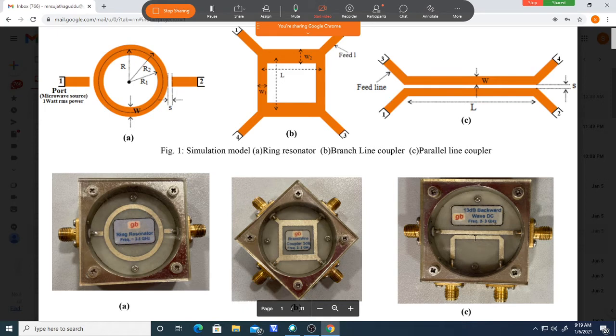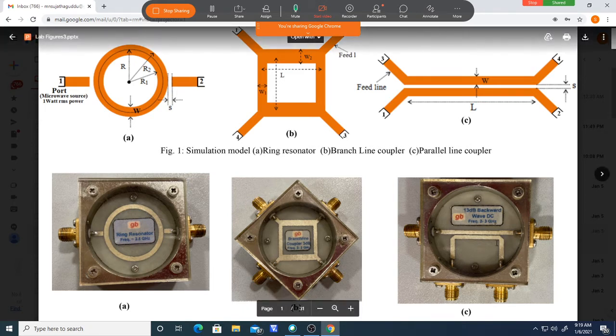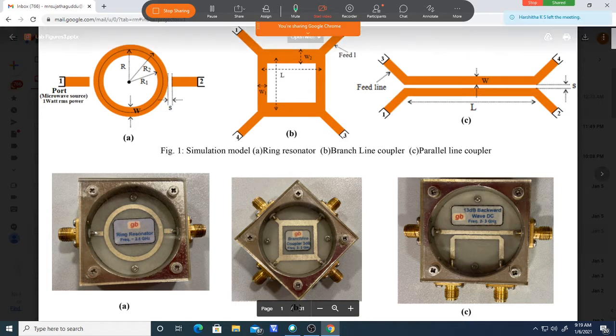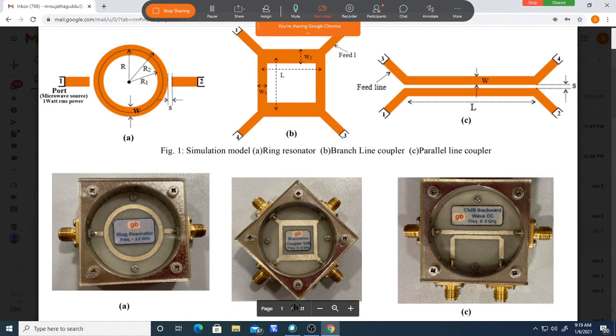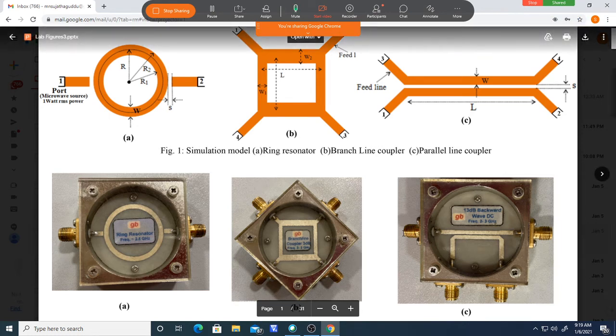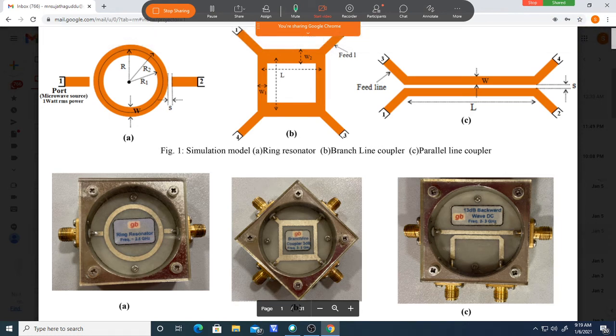And the width is W here. This is a feed line, from here to here is a feed line. And again, ports must be connected through sources using an SMA connector. This is under this one here. The procedure for measuring is the same.